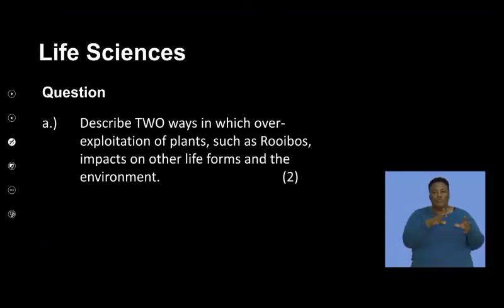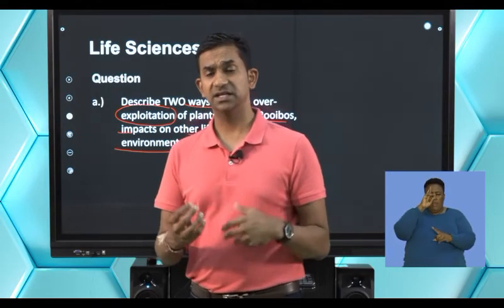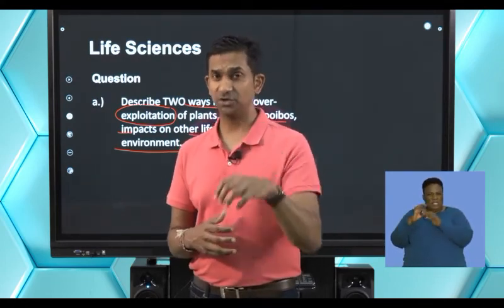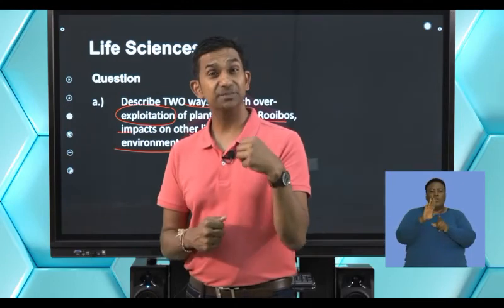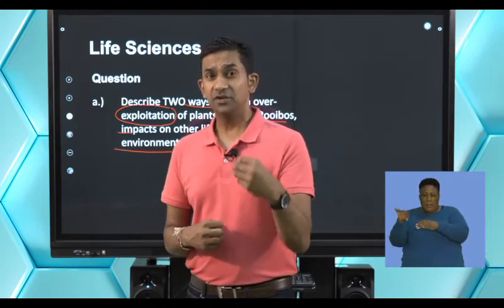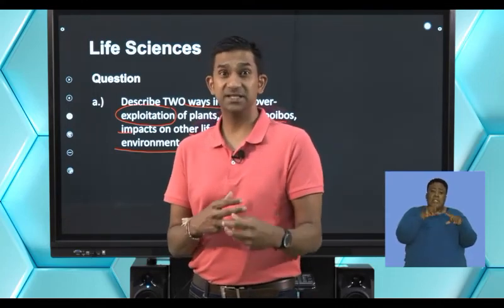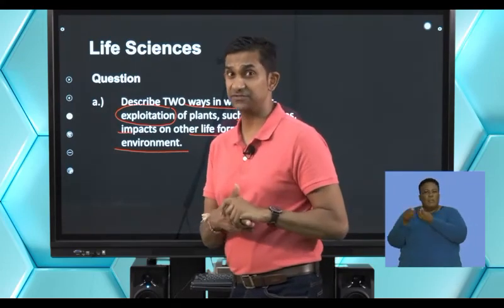So the first question is, describe 2 ways in which over-exploitation of plants such as the rooibos impacts on other life forms in the environment. As we discussed, we referred to biodiversity earlier on. And remember that every organism has a specific role and position that it occupies. The removal of these will impact on the food chain, and it will impact on the biodiversity. So if the rooibos plant is over-harvested, think of the impact that it would have on the insects that live on this, on the bees and on the birds that rely on the flowers of these plants. So let's try and understand what happens when we remove a species from its natural environment.